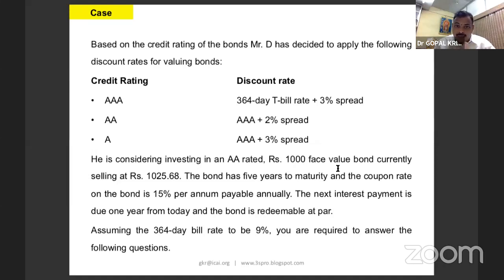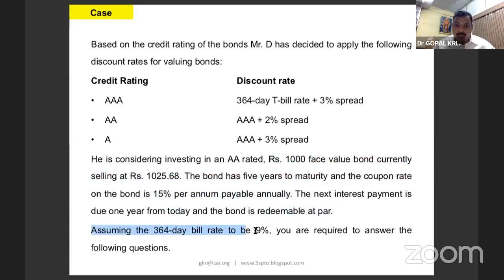Credit rating AAA: 364-day T-bill rate plus 3% spread. AA rating: AAA rating plus 2% spread. A rating: AAA rating plus 3% spread. He is considering investing in a AA rated bond, 1000 face value, currently selling at 1025.68. The bond has 5 years to maturity and the coupon rate is 15% per annum payable annually. The next interest payment is due 1 year from today and the bond is redeemable at par.